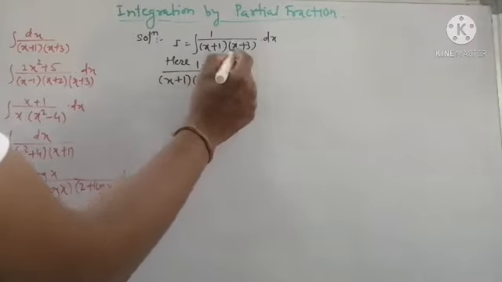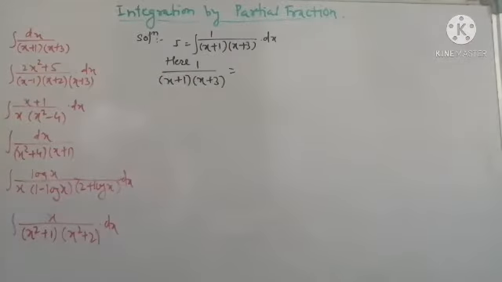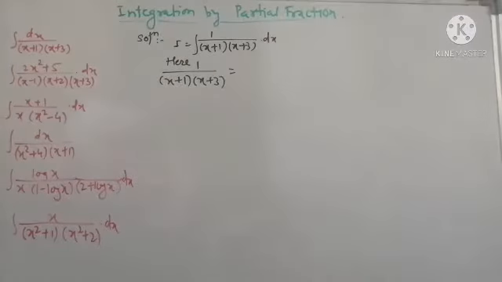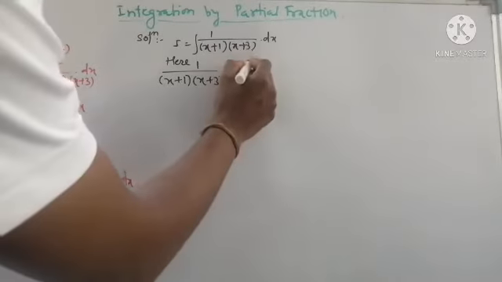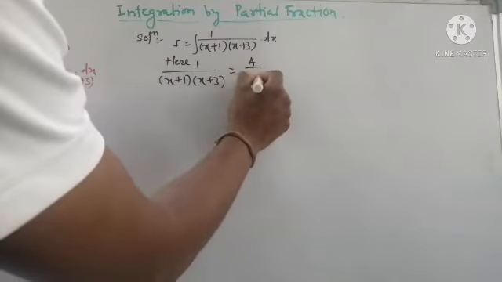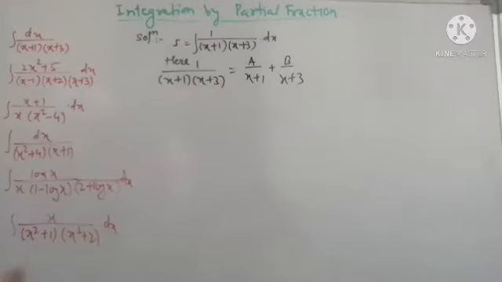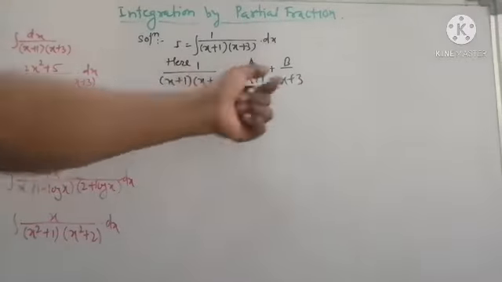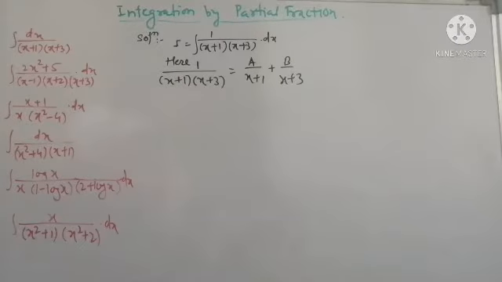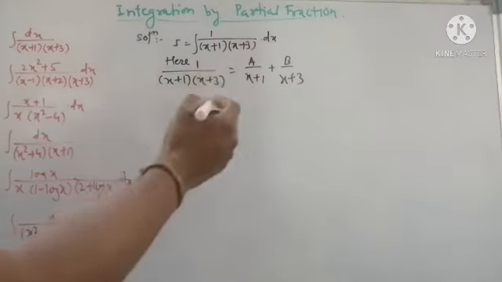As we have the denominator in factorized form with two linear factors, we can get its partial fractions with two unknown constants A and B, in the form of A divided by the linear factor x plus 1, plus B divided by the linear factor x plus 3. As there are two linear factors, we get two partials with two unknown constants. Now we have to evaluate the unknowns.